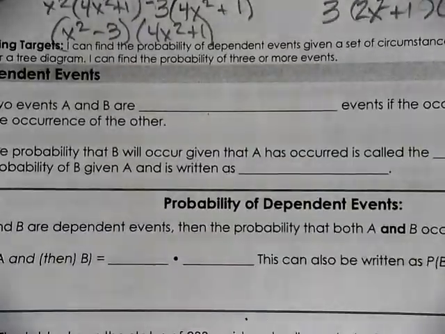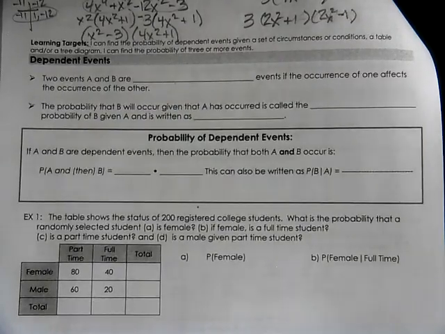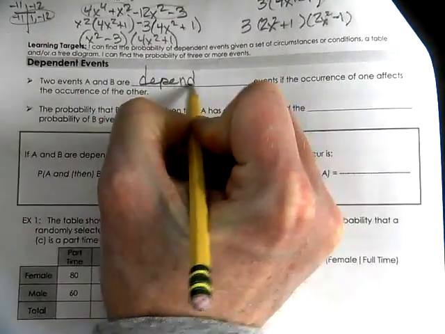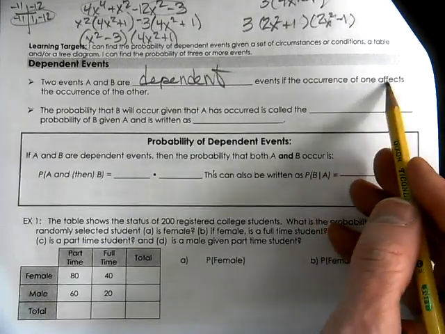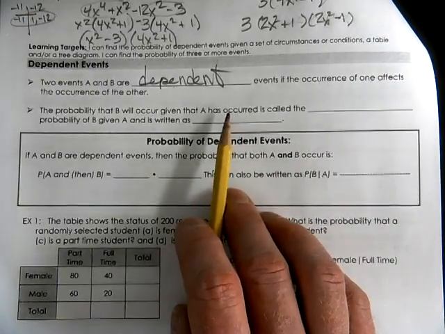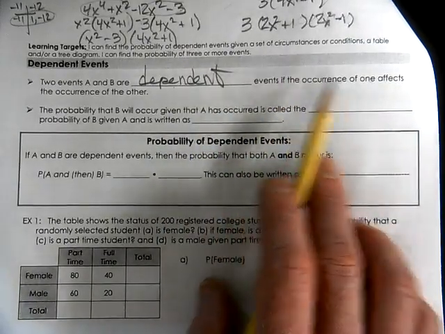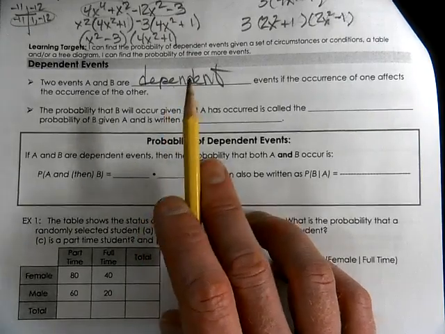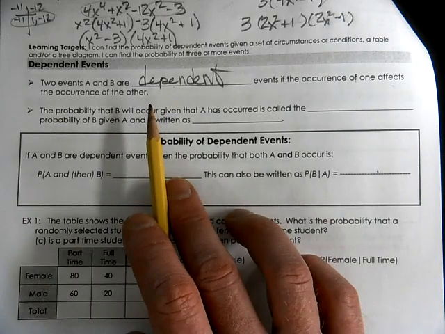Let's move on to dependent events. Two events, A and B, are dependent events if the occurrence of one affects the occurrence of the other. Listen to that carefully. Yesterday we had independent, and that's when the occurrence of one did not affect the other. Today we have dependent, where the occurrence of one does affect the other.